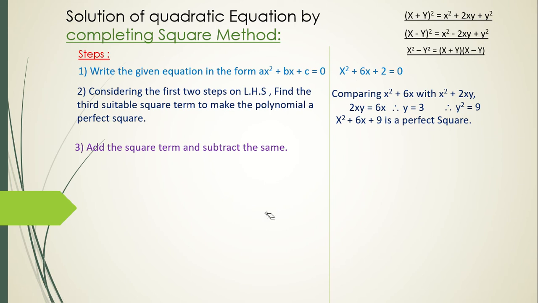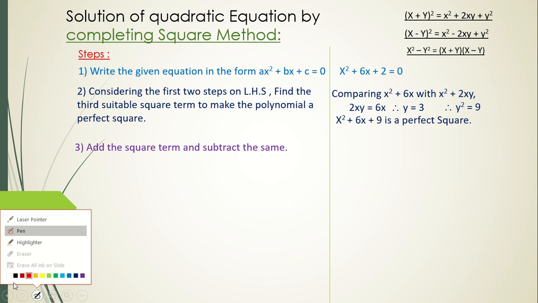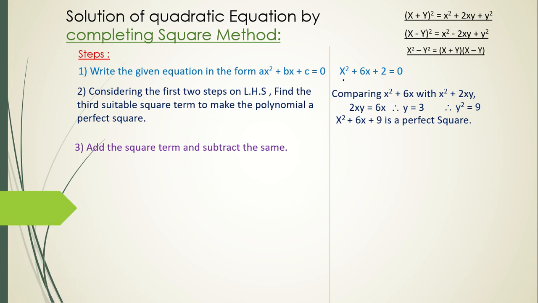Why? See, this question is x square plus 6x plus 2 is equal to 0. So here what I am going to do: x square plus 6x plus 9 minus 9 plus 2 is equal to 0. I am going to do this. Why? Because see, this plus 9 minus 9 is getting cancelled. So this is nothing but 0. So I have not changed my question.